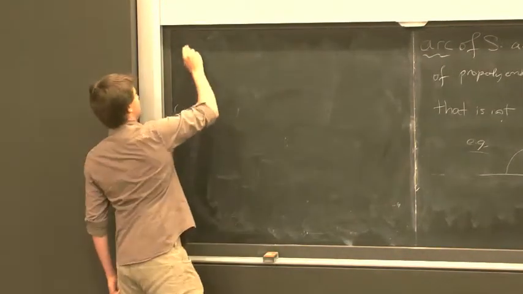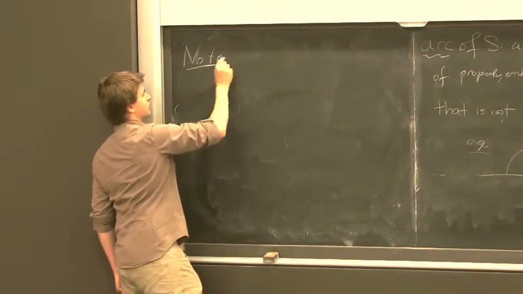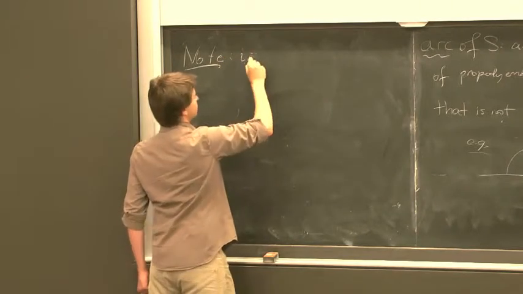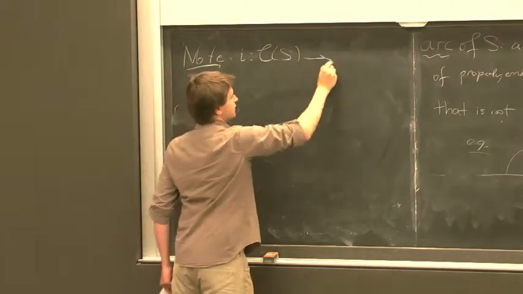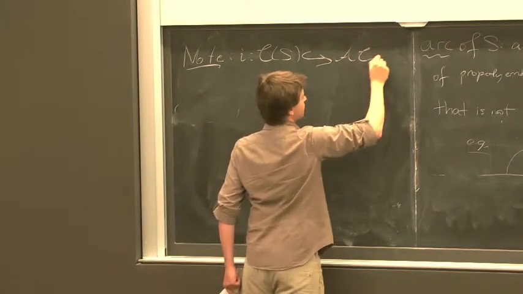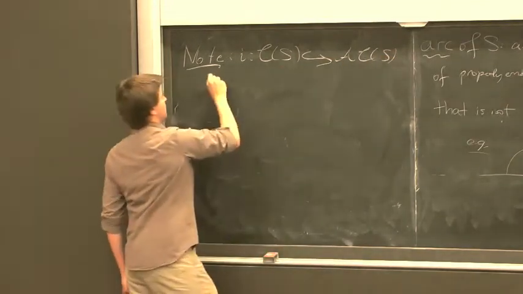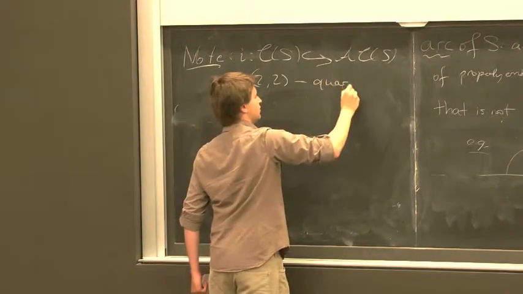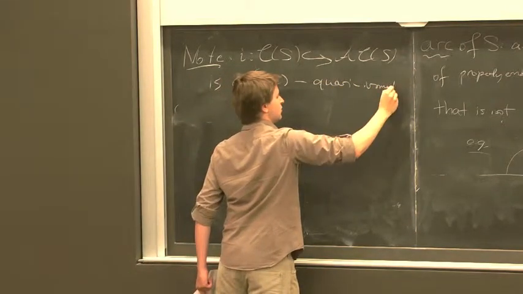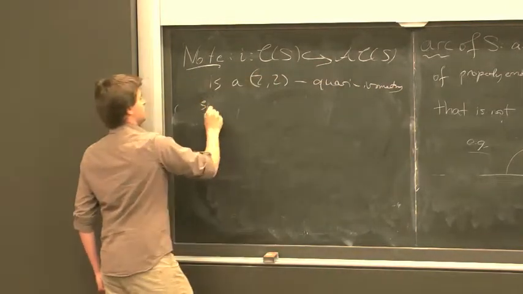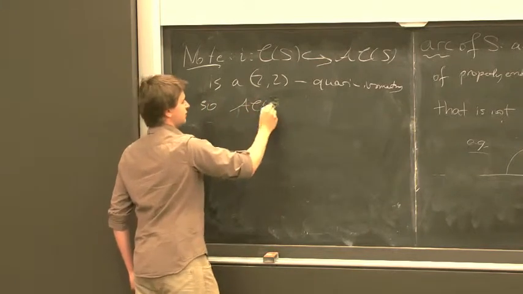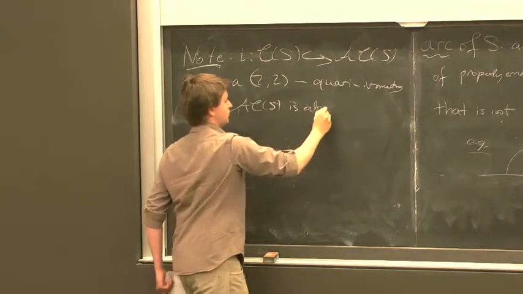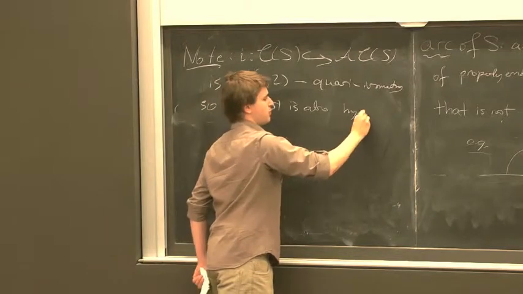Here's a note. The inclusion map from the curve graph into the arc and curve graph is a 2-2 quasi-isometry. So AC of S is also hyperbolic for some delta.